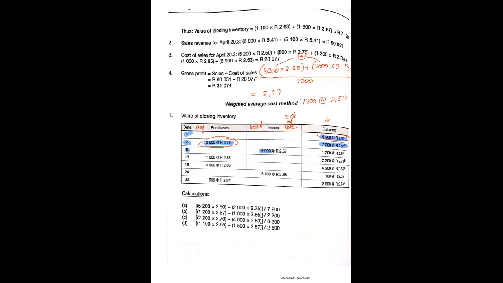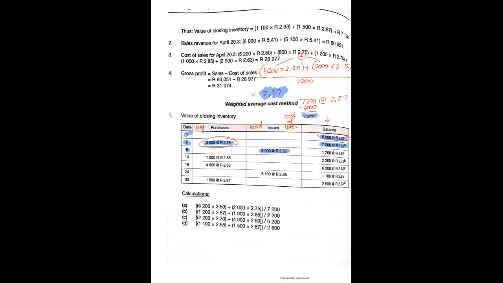So there's no need to look at what came in first and start to eliminate them from the top. You will now sell off at that same weighted price that you had calculated. So you sold off the 6,000 units at that weighted price of 2 Rand 57. From the 7,200 you had, you sold 6,000, which left you with 1,200 at 2 Rand 57. So here's your 1,200 at 2 Rand 57.